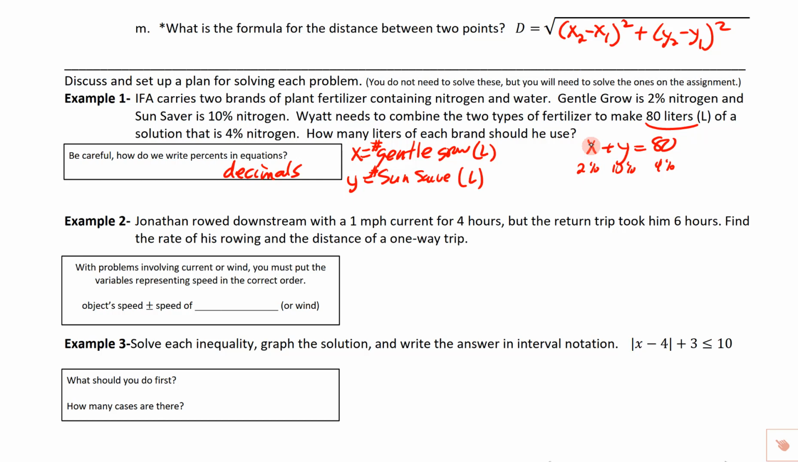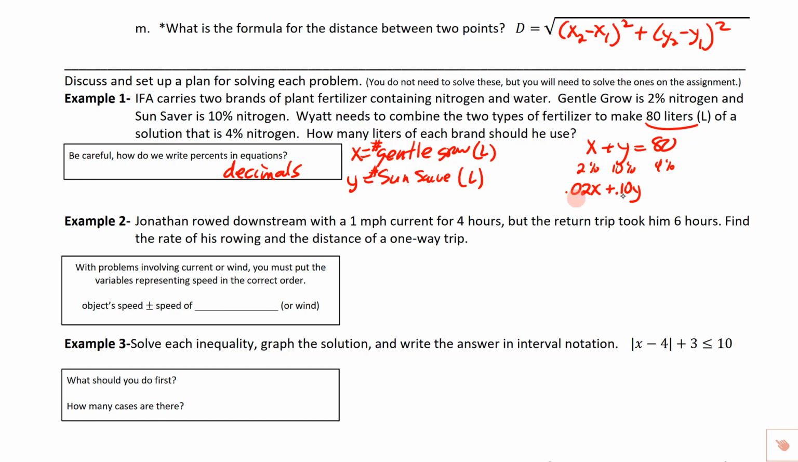We're going to take this many liters of Gentle Grow, and we're going to multiply it by 2%. So this is where you've got to be careful, 0.02x. We're going to take this number of liters of Sun Saver, and we're going to multiply it by 10%. So this is going to be 0.10y. Now, again, I've mentioned this before. I really like putting the 0 there, even though it's not necessary.